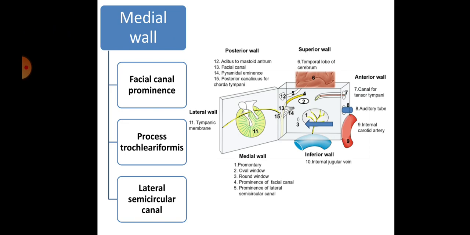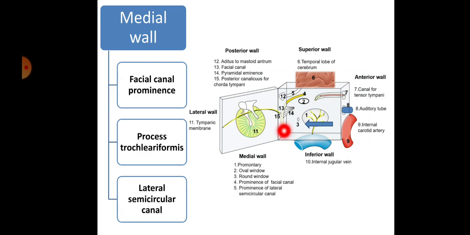And apart from that, we will get some more features. First, the facial canal prominence. What is this facial canal prominence? In the posterior wall, the facial nerve is ascending upwards, and after that it gives one branch that goes to the lateral wall through the anterior canaliculus.